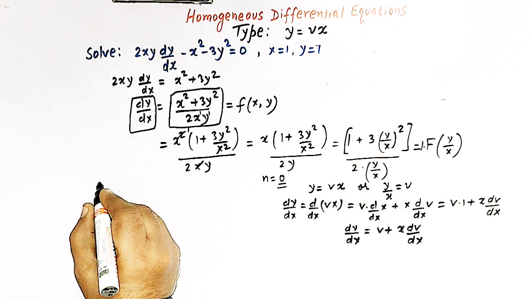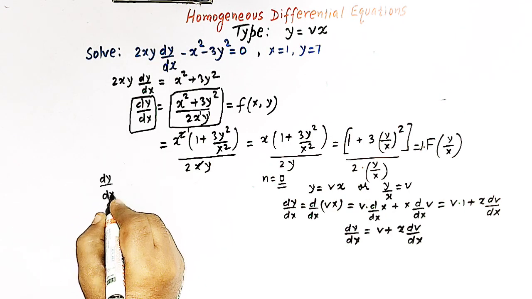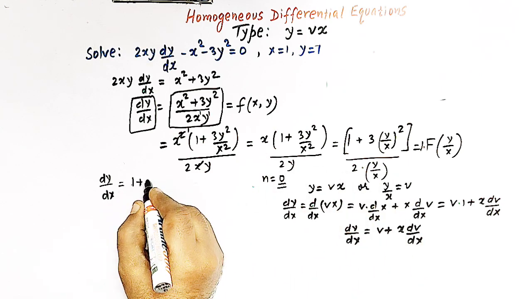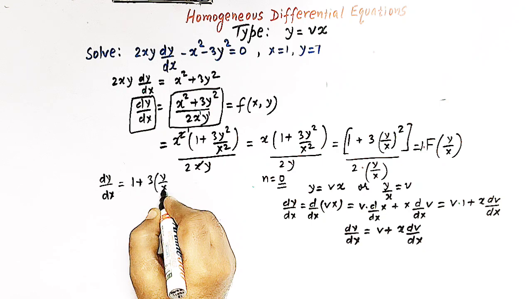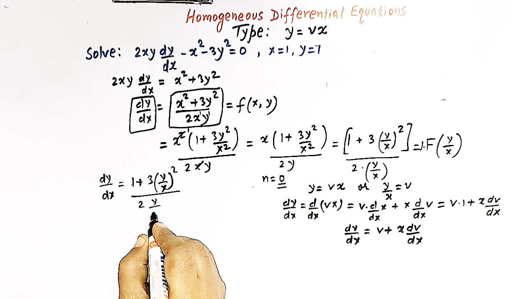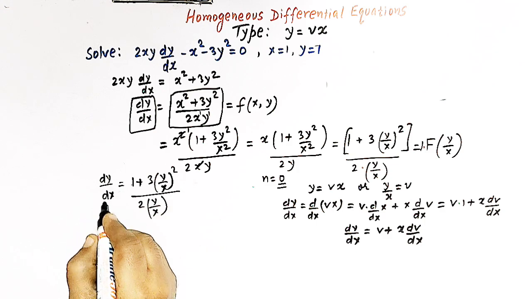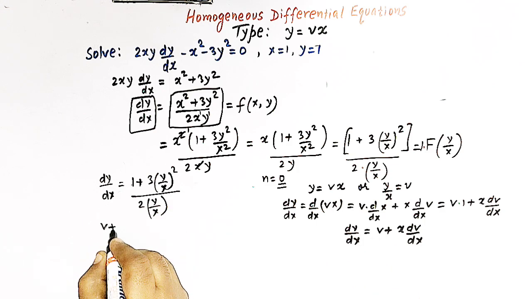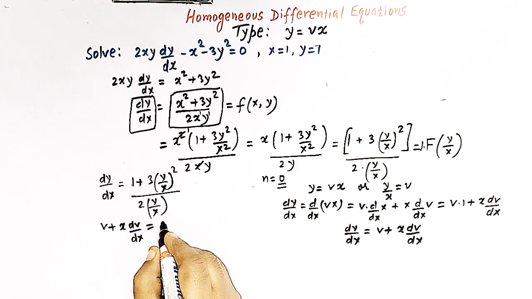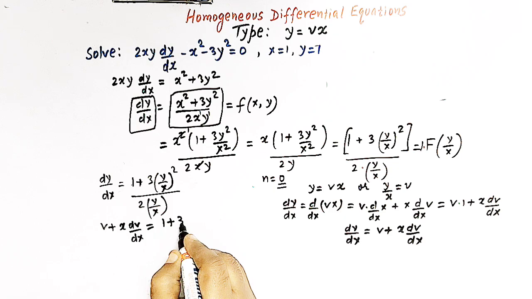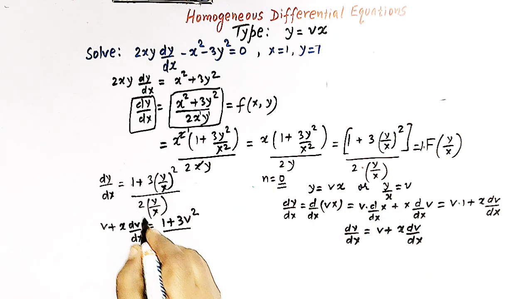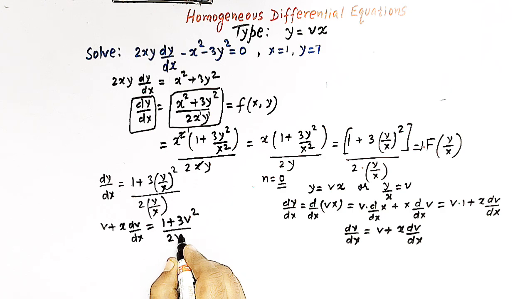So now we have here dy over dx, and this expression is equal to this one. So we have 1 plus 3 times y over x square, and in the denominator we have 2 times y over x. So dy over dx is v plus x dv over dx, and here we have 1 plus 3v square, since y over x is v, and in the denominator we have 2 times v, right?